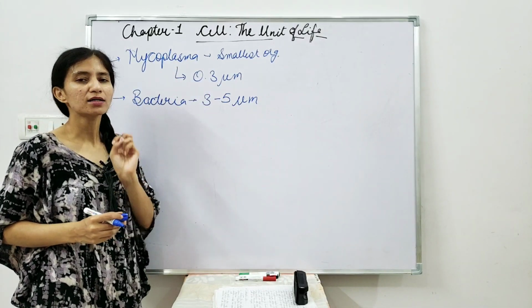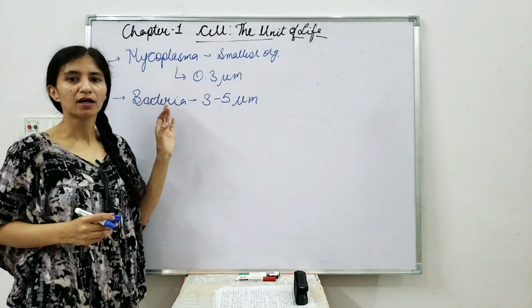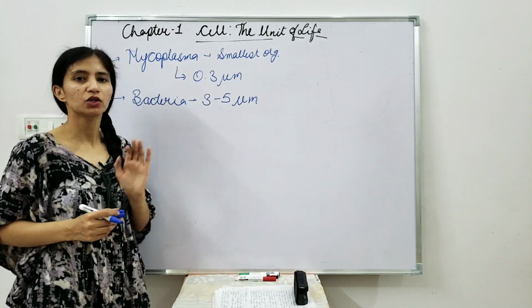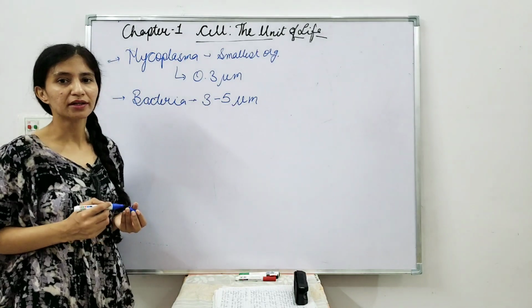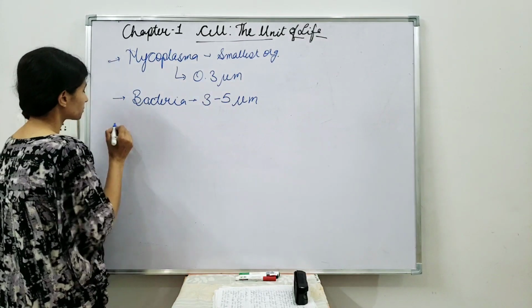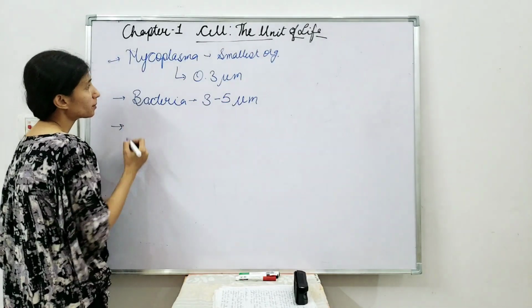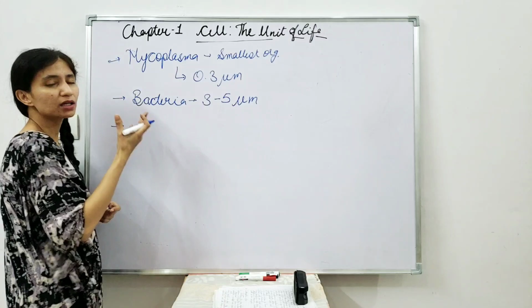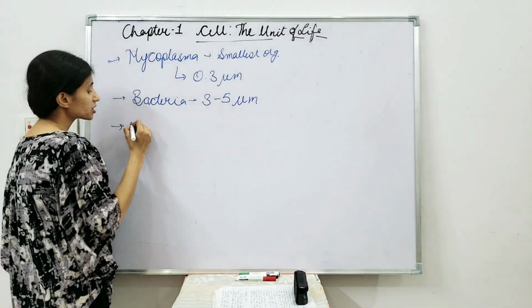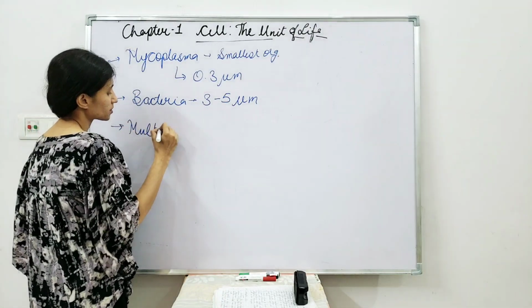That is why you can't see the mycoplasma or bacteria with your naked eyes, because we have a certain limit to that. Now, other than that, what about the humans? We have discussed the prokaryotic organisms, so let's look at the multicellular organisms.